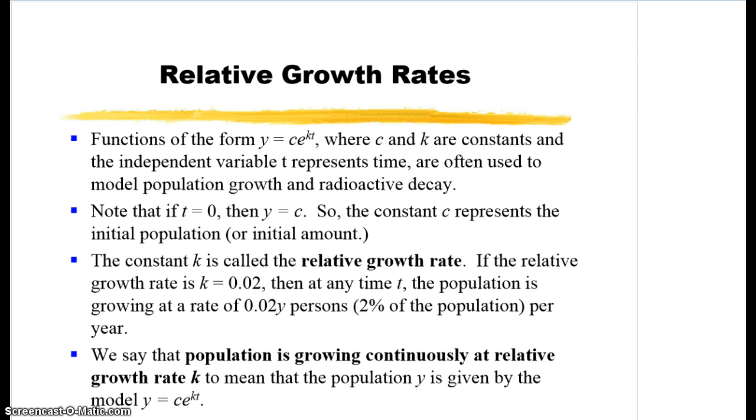The constant k, on the other hand, is what we call the relative growth rate. If the relative growth rate is 0.02, for example, then at any time t, the population is growing at a rate of 0.02y persons, which is 2% of the population, per year. Okay, so that's what this relative growth rate tells us, how our population is changing, how it's growing. We say that population is growing continuously at relative growth rate k to mean that the population y is given by the model y equals c times e to the kt.